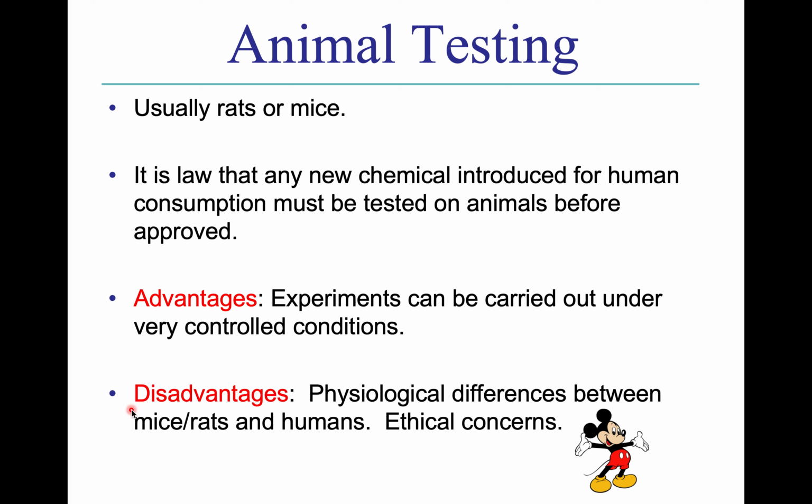However, there are some disadvantages, as I just mentioned. There are some physiological differences between mice, let's say, and humans. So what you learn in animal models may not always apply to the human situation. And of course, there are also ethical concerns, right? We're giving these poor animals cancer. But in general, the reasoning has been that these ethical concerns are outweighed by the potential benefit to reduce human death and suffering in the long run.